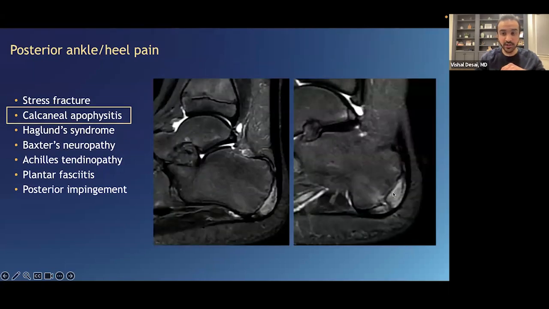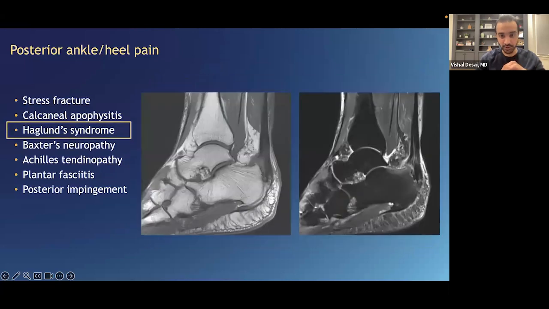Calcaneal apophysitis. This is what it tends to look like. You'll have edema centered within the apophysis, possibly extending into the adjacent calcaneus. Haglund's we talked about. You can remember you can have the deformity without the syndrome. The triad is deformity, Achilles tendinopathy, and retrocalcaneal bursitis.